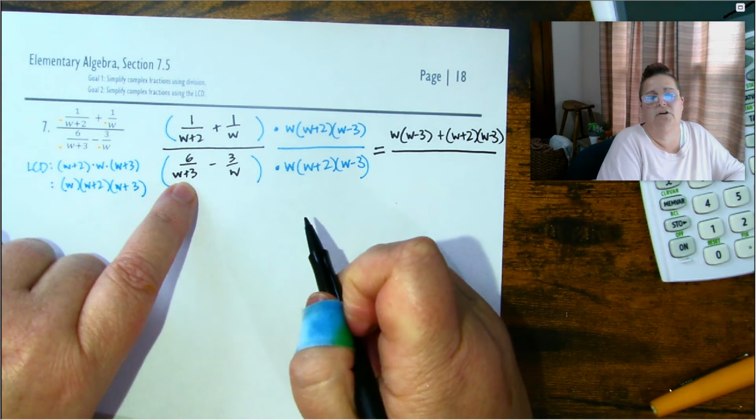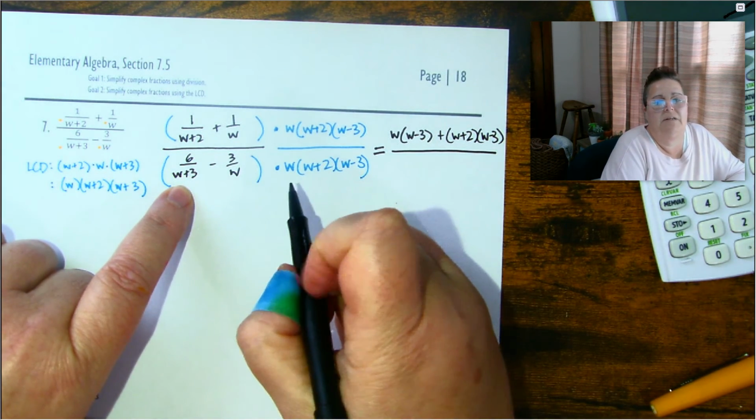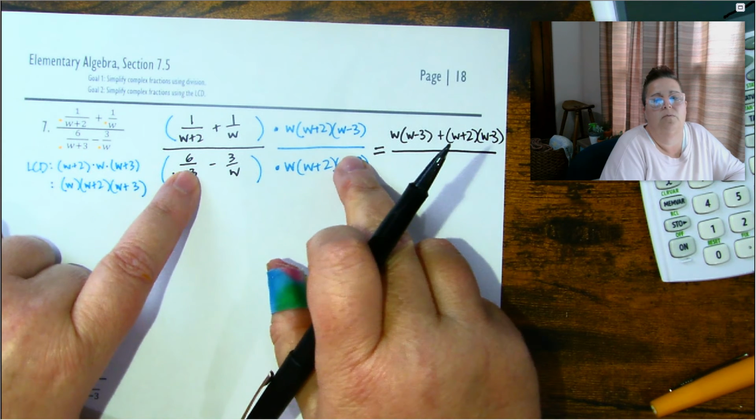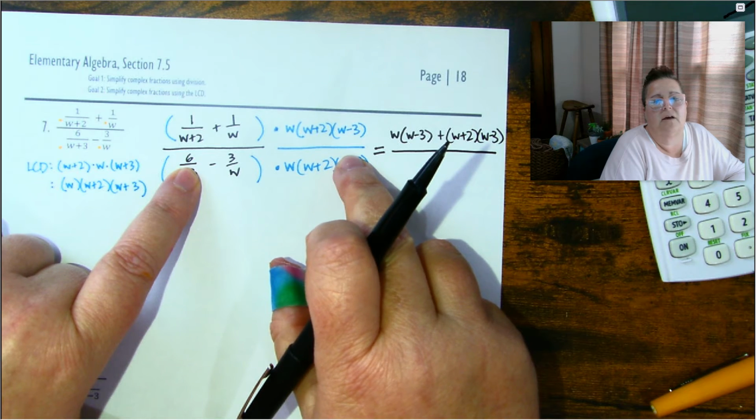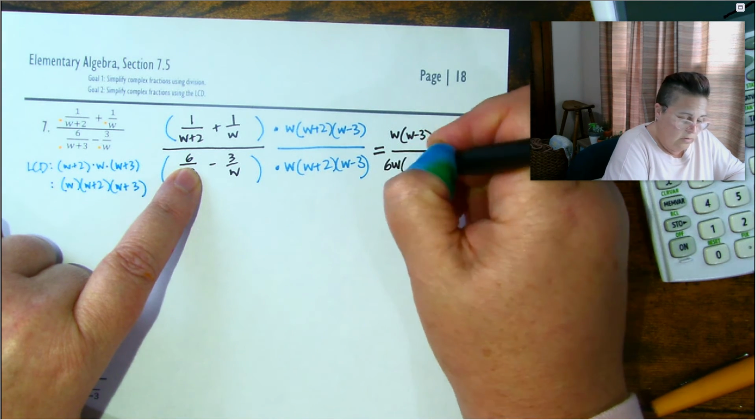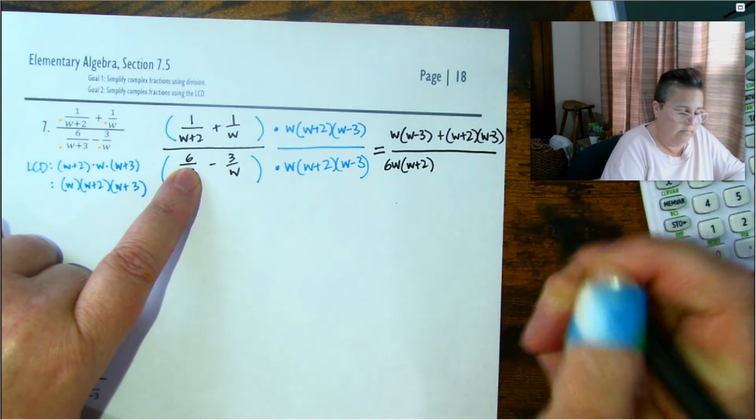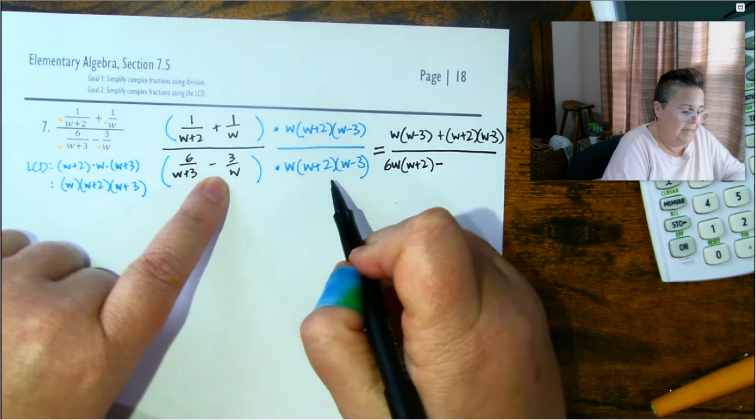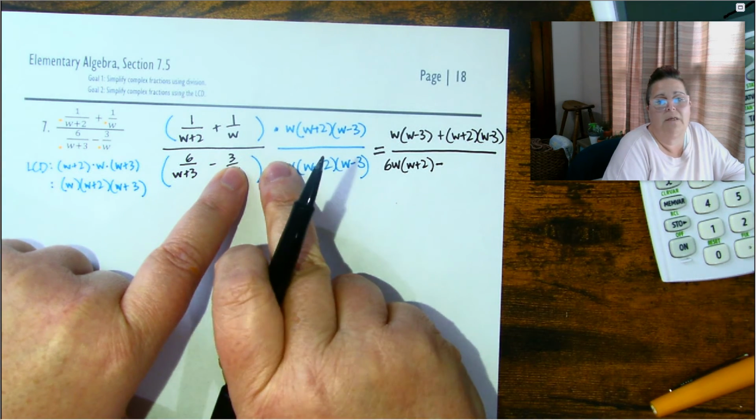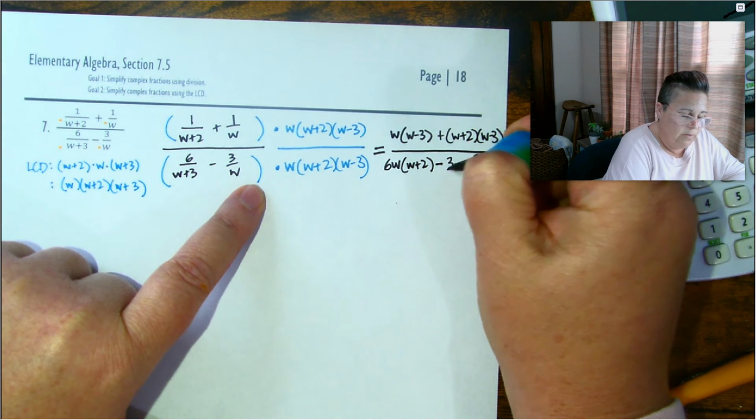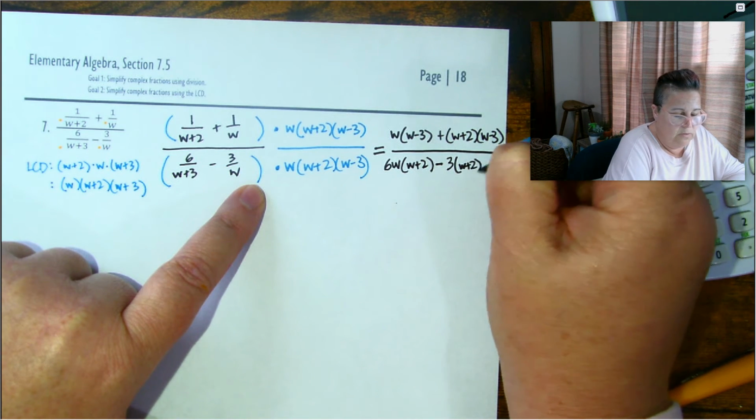Similar things will occur in the denominator. In the denominator, I have a 6 over w plus 3. So it will be the w plus 3 that cancels out, leaving me a 6w, w plus 2. Then I have a minus, and then I have the w again that will cancel out. But this time there is a 3 in front. So it'll be minus 3, w plus 2, w plus 3.